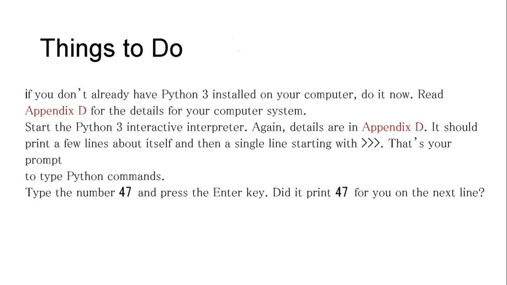Use it like a calculator by typing this: 8 times 9. Press the Enter key to see the result. Python should print 72. Type the number 47 and press the Enter key. Did it print 47 for you on the next line? Now type print 47 and press Enter. Did it also print 47 on the next line?